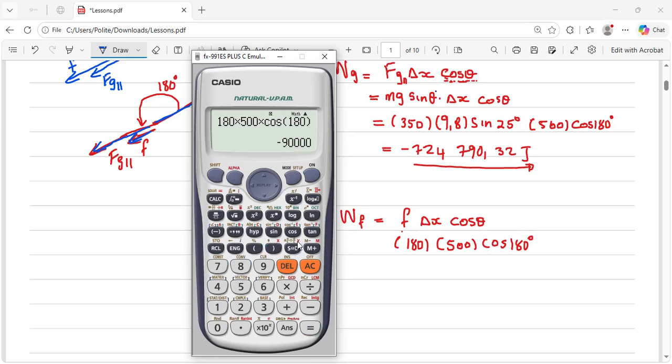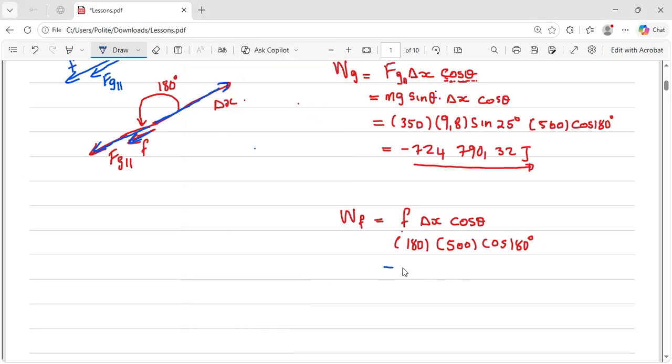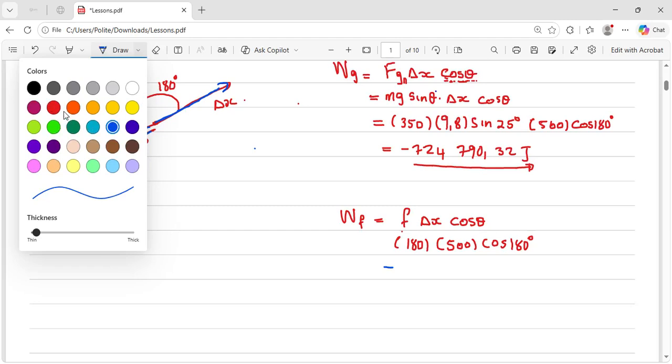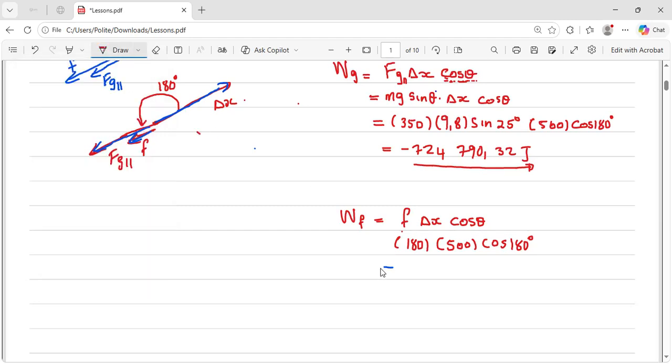This is negative 90,000. Okay, so this is negative 90,000. This makes sense because these forces are going in the opposite direction, so they will do negative work. So this will be negative 90,000 joules.